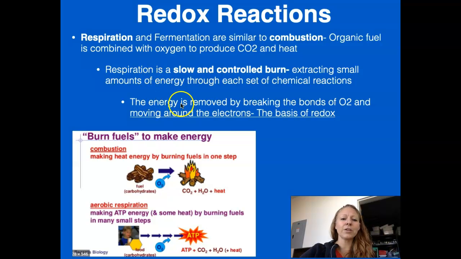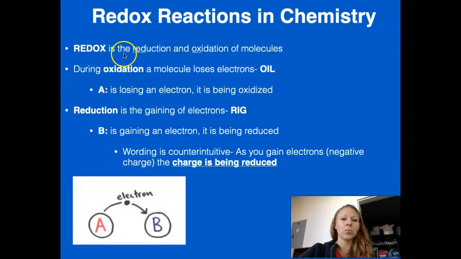Remember that the energy is released by breaking bonds, with lots of energy in O2, and moving around the electrons. This is the basis of redox. Redox is the reduction, R-E-D, and the oxidation of molecules. So reduction and oxidation. During oxidation, a molecule loses electrons.